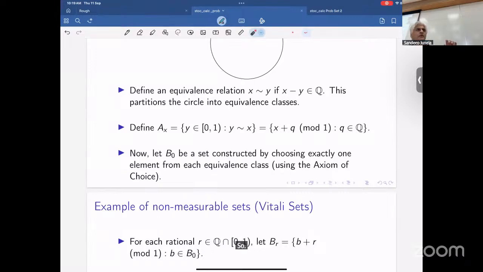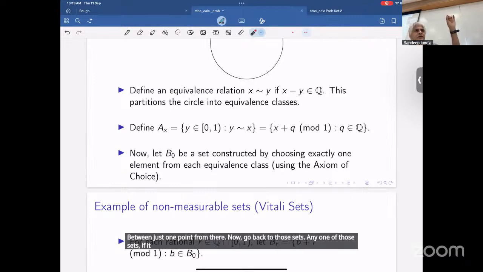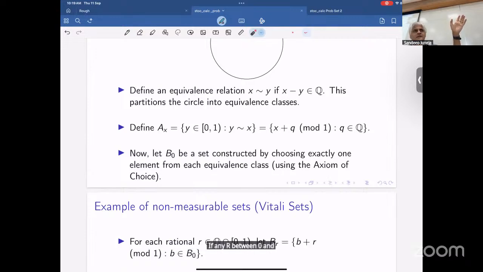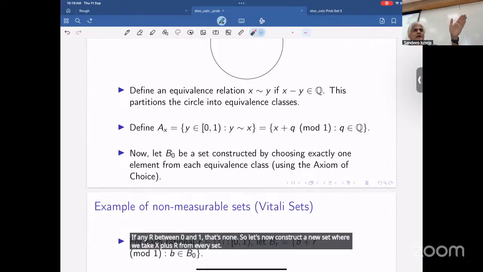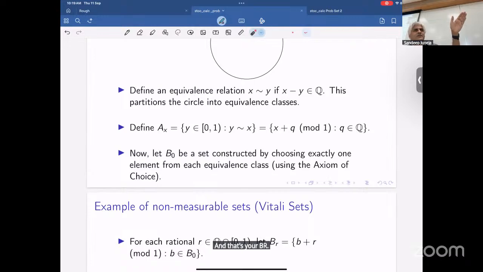So B0 we got because we looked at each and every one of those sets. We took just one point from there. Now go back to those sets. Any one of those sets, if it has X, it also has X plus R, for any R between 0 and 1 rational. So let's now construct a new set where we take X plus R from every set. And that's your BR. So I have B0 and BR for every rational R. So I have countably many sets now.